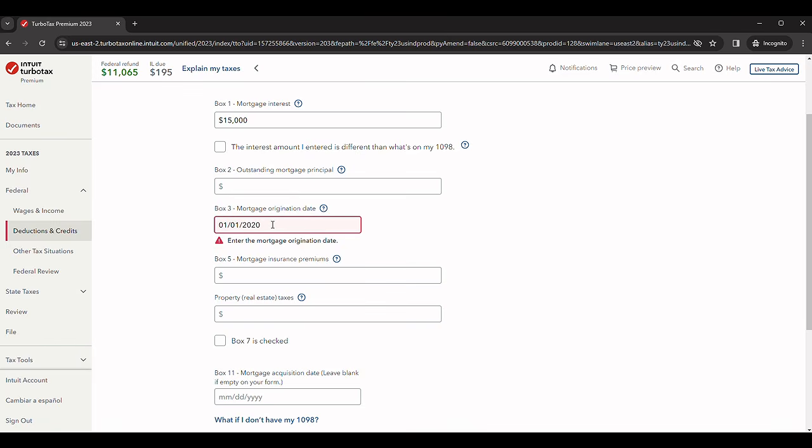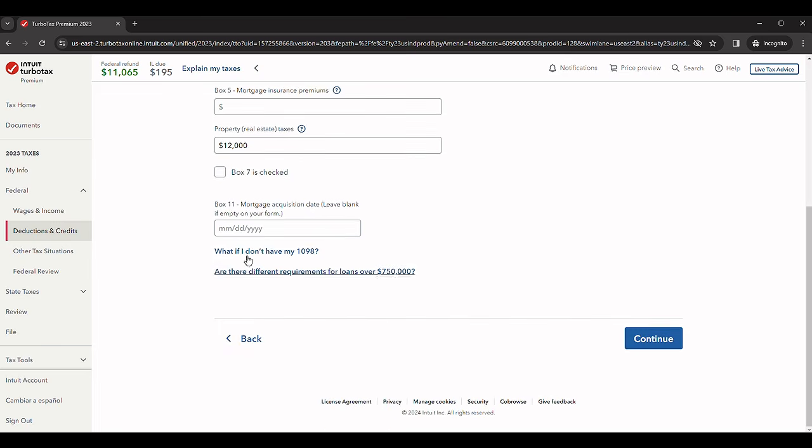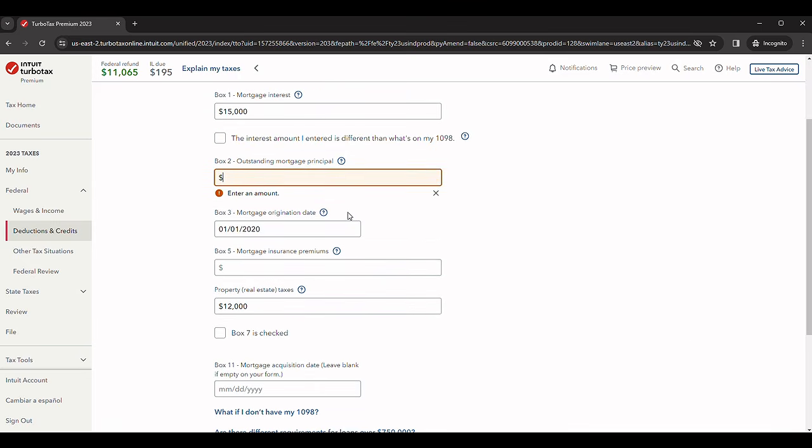Okay. Did you have any PMI? No. Real estate taxes paid. That's important, but make sure that's accurate. Let's just say that's $12,000 property taxes. Okay. Don't give me errors. Outstanding mortgage principal. Okay, because there's limitations. That's why they're asking this. But for this example, I'll put in an amount that will not limit me.